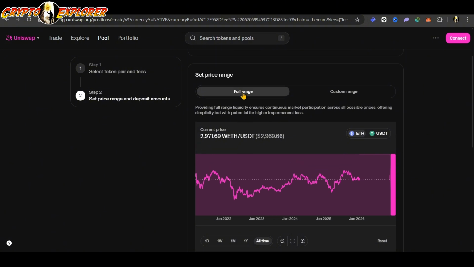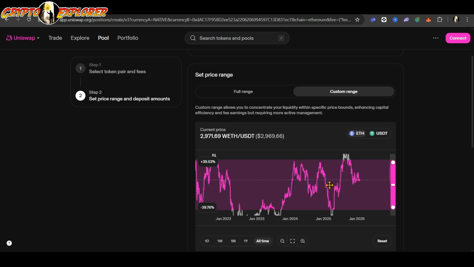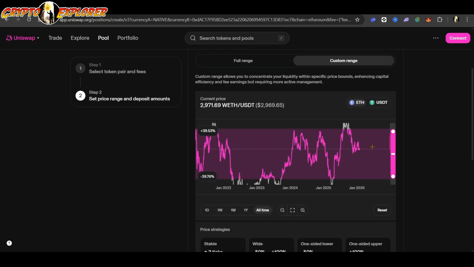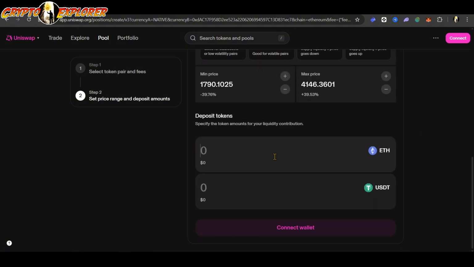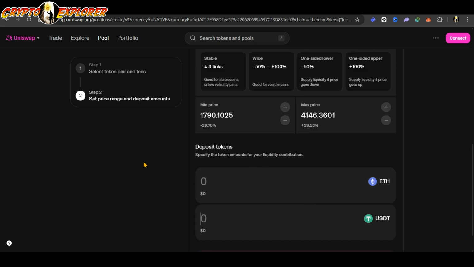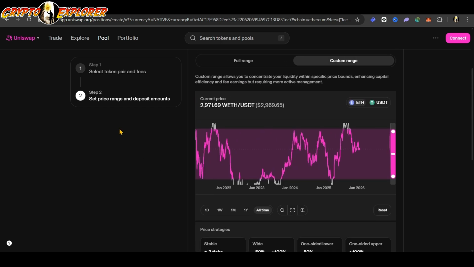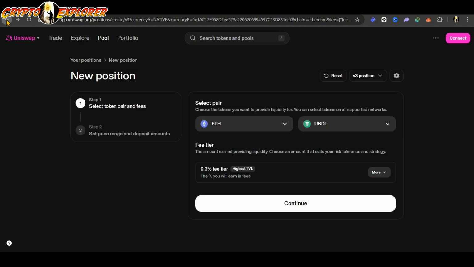The downside of full range is that your earnings will be much more diluted. You will have much higher gains if you set up a custom range, because this is a more capital efficient way to provide liquidity, although there are pros and cons to both. So be aware of that, okay? Once you are happy with your range, you can go down, insert how many tokens you want to add, connect your wallet, deploy liquidity, and that's a done deal. At the end of the video, I'll show you exactly how to do this step by step. But here on the left side, you have everything mapped out. Step 1, select token pair and fees. Step 2, set price range and deposit amounts. And this is how V3 liquidity pools work.